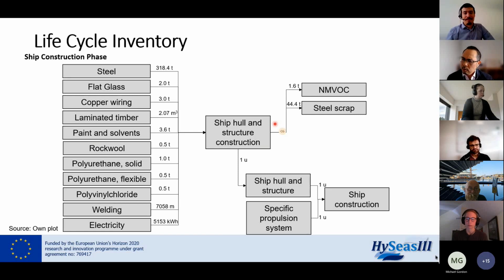About the ship construction phase, what we used is some assumptions from the designs. You can see here some of the materials that were assumed for the construction of the ship, mainly steel. We also have glass, copper for cabling, just to mention some. And also for building the ship, we need some processes like welding, or also electricity for the facilities or the shipyard where the ship is constructed. And then we have some outputs, for instance, scrap. This output here is non-methane volatile organic compounds, mainly from paint. So these were some assumptions. Of course, this is limited compared to a real environmental analysis, but it's the data we have. And with that, we built our hull and structure, and then we added the specific propulsion system. And then we have the ship construction for each of the alternatives.